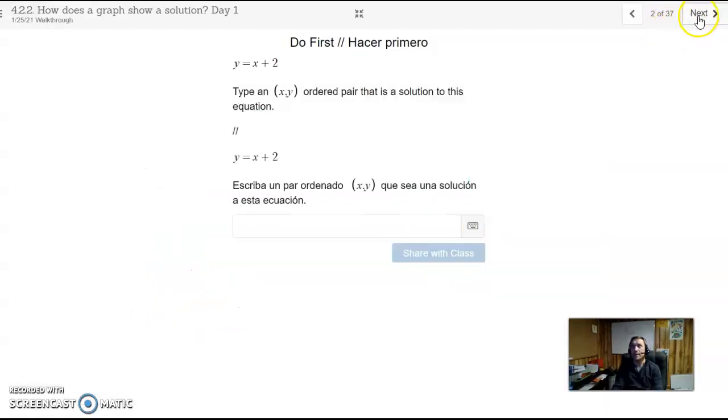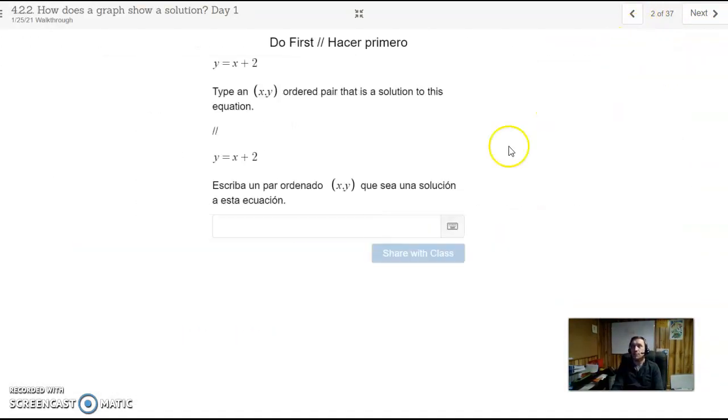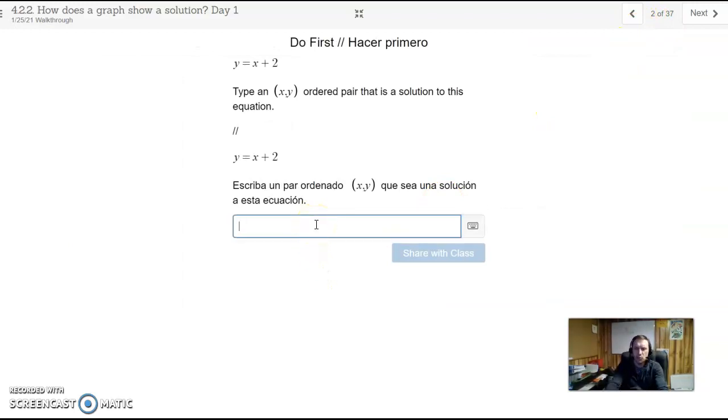Now when you think about that, when you plug those numbers in, put one of those numbers in and use a smaller one. So I'm going to say 2. 2 plus 2 is 4. So that is a point that could work.